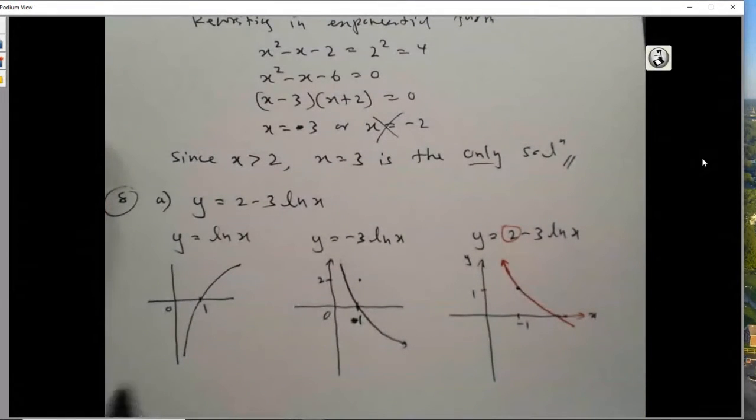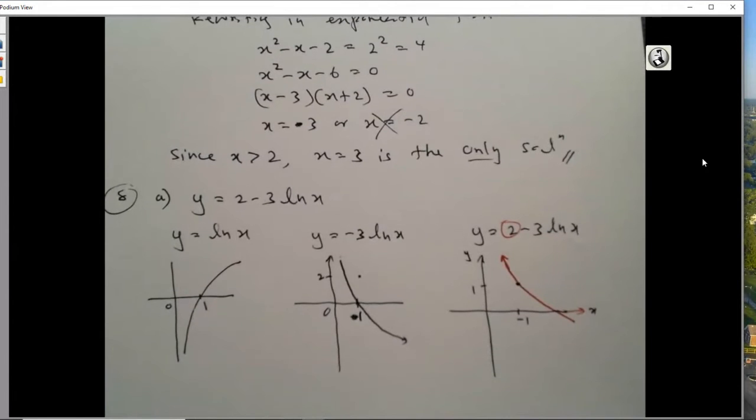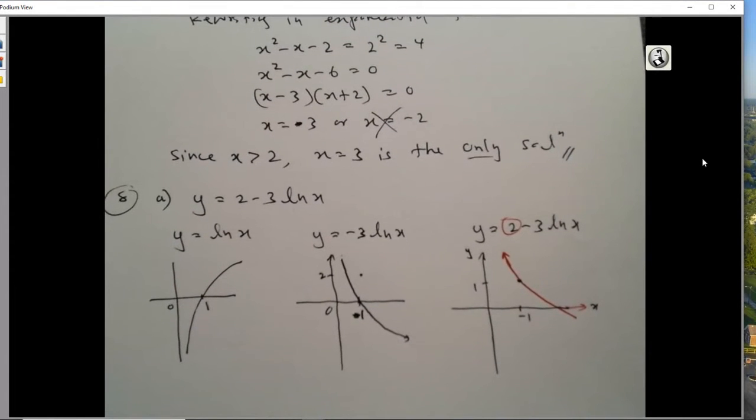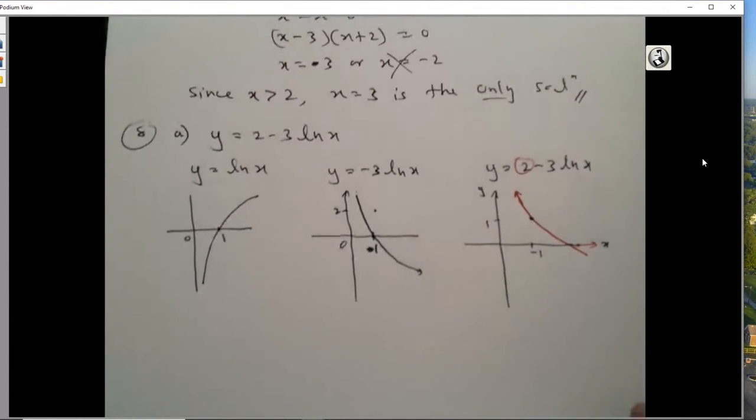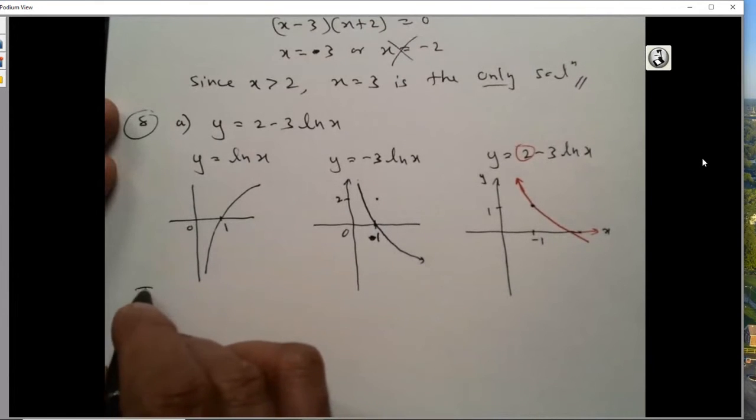So that's all the exponential and logarithmic functions part. Now we're going to go to trigonometry.